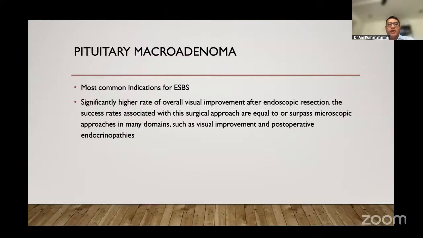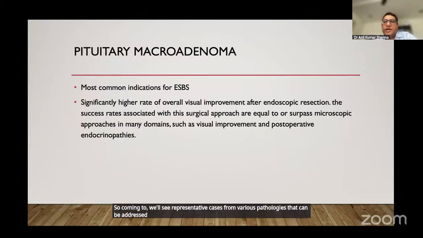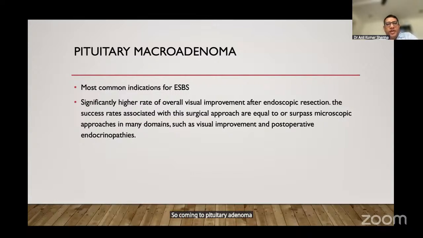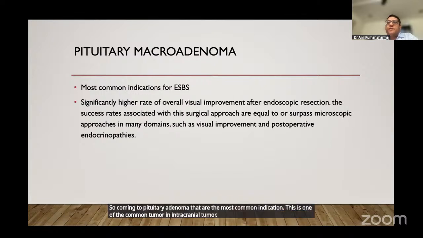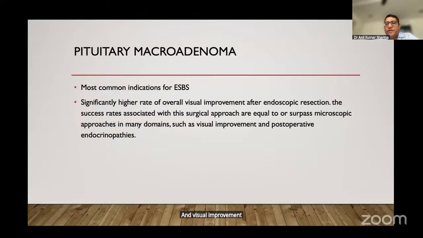Coming to representative cases from various pathologies that can be addressed by endoscopic skull-base approaches. Pituitary adenoma is the most common indication. It is one of the common intracranial tumors, almost 10 to 15% of all intracranial tumors, and the third most common primary intracranial tumor. It has been reported that there is a significantly higher rate of overall visual improvement after endoscopic resection, and improvement in postoperative endocrinopathies.